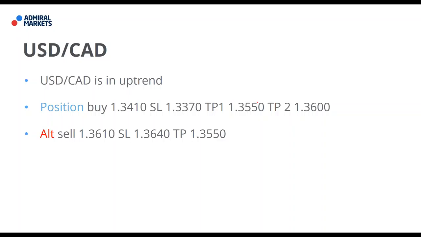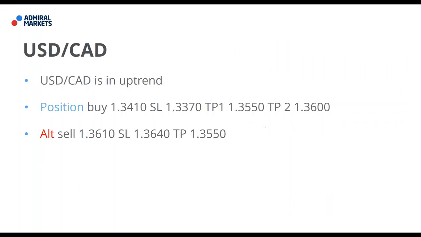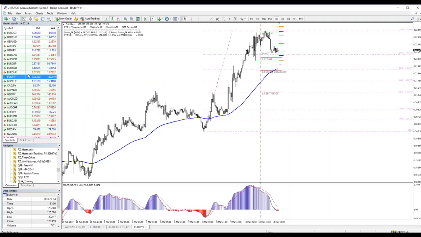Okay, dollar CAD 4 hour master candle. You can see it here, 4 hour master candle. I will show you the chart, but first guys, before that, dollar CAD, you need to watch 34.10 for a possible buy trade and 33.70 as a stop loss. Okay, and now I will show you the chart, dollar CAD, and then I will go with your questions.